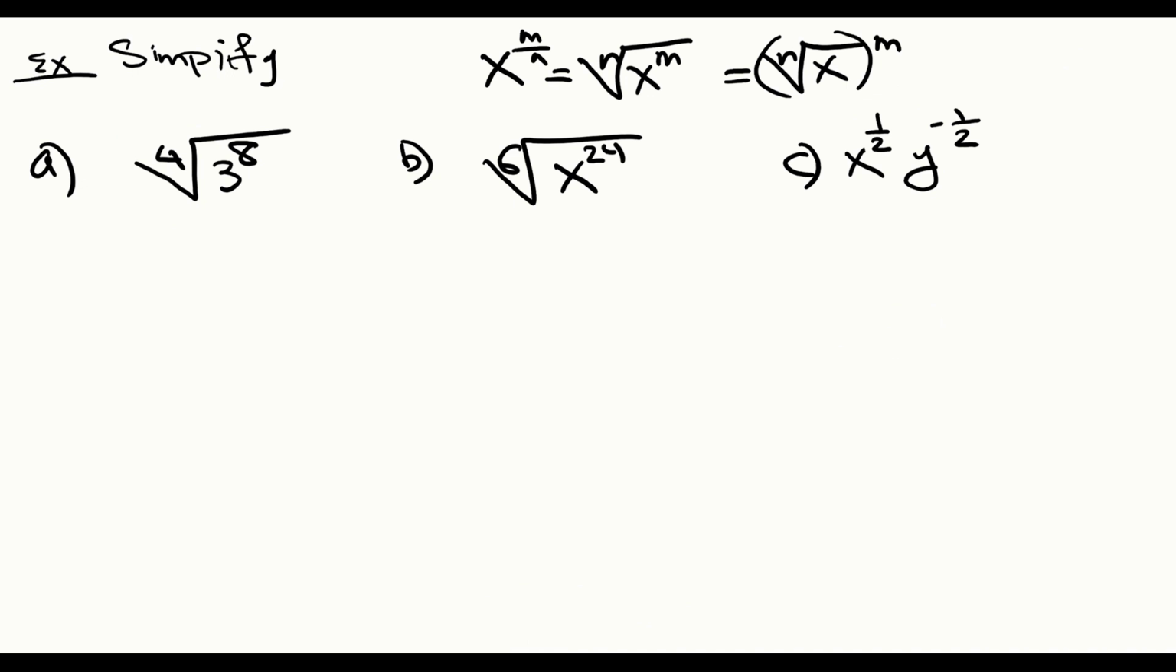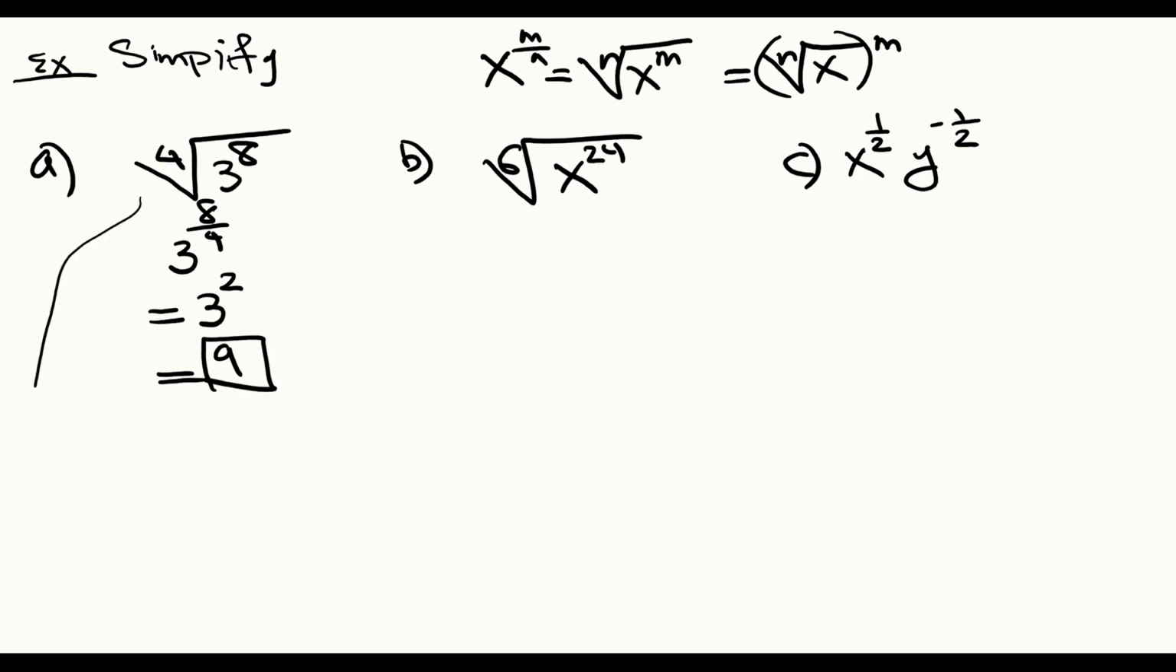Okay, so here we have a few new problems. And here's one example where you are actually better off not turning this into that form first. We're just going to go directly from this form to this form. And we realize that we get 3 to the power of 8 over 4. And that, of course, is just 3 to the power of 2, which gives us a nice 9.